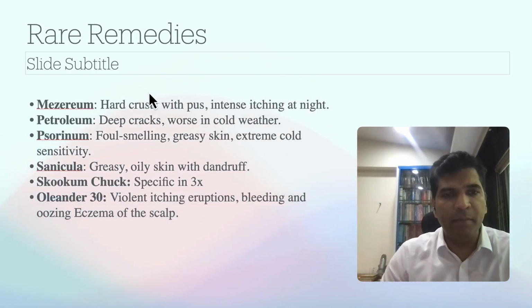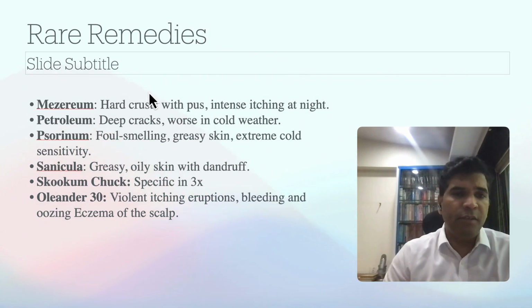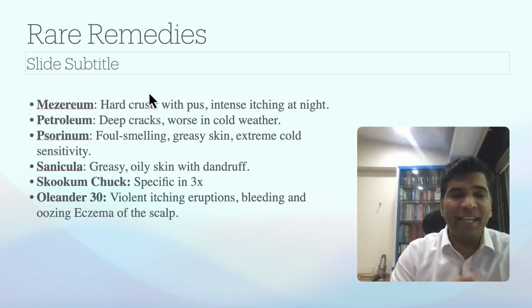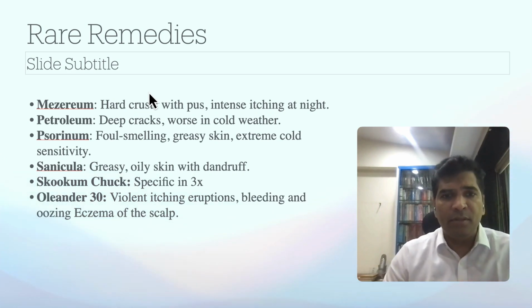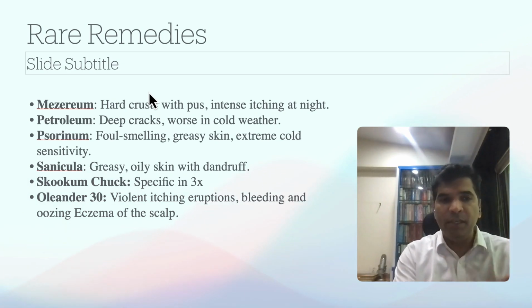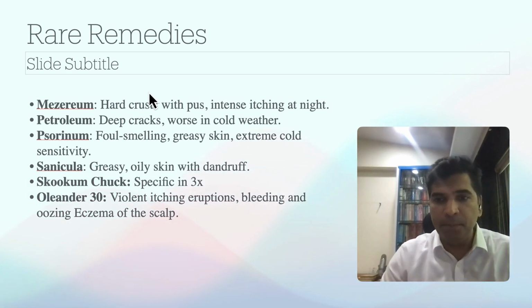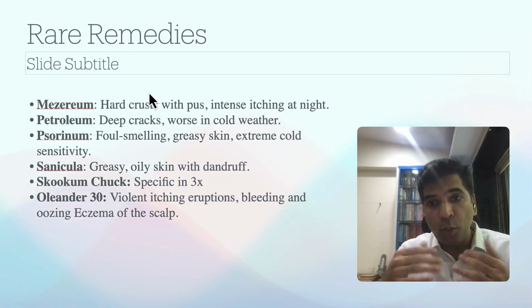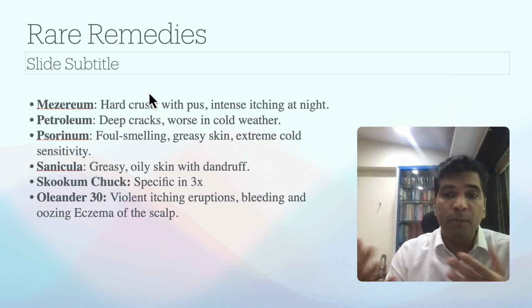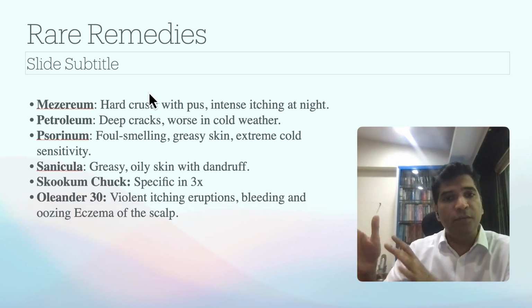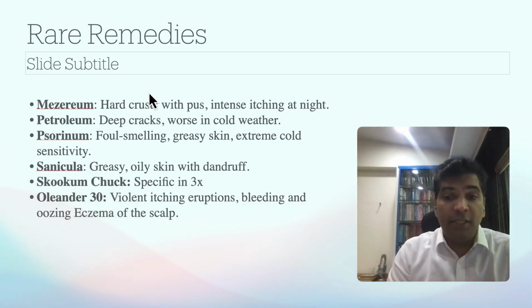Now let's see rare remedies. Rare remedies, the first one is mezereum. Though mezereum and petroleum are not rare as such, usually in eczema cases you get some remedies commonly prescribed which I mentioned earlier. Mezereum and petroleum are for cases where there is a complication which arises from your or not well managed cases of seborrheic dermatitis. So such cases you require mezereum and petroleum.